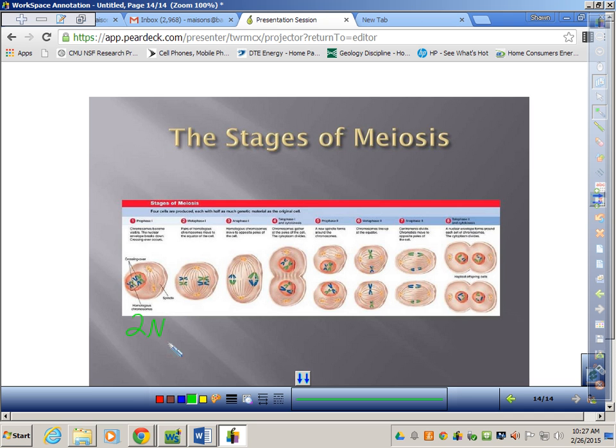So at the end of prophase 1, we had 1N cells. And then when we finally reform each of these new ones, they are still 1N. That's how we get 4 from 1, by only cutting the genetic information in half with the first division. Okay?